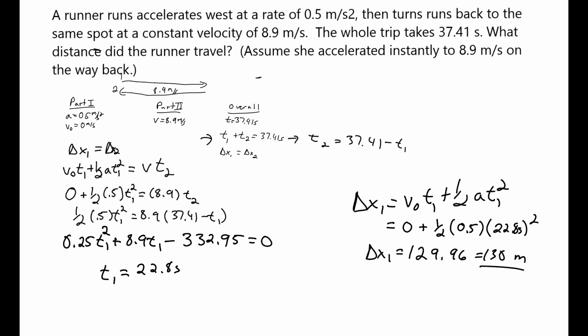Times 2. So that's delta x1. It asks for the total distance. So it's going to be that times 2, so 260 meters. Alright, so now any questions? Jake? Just say 0 if it asks for the displacement.